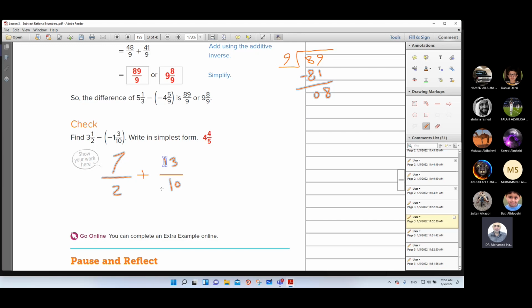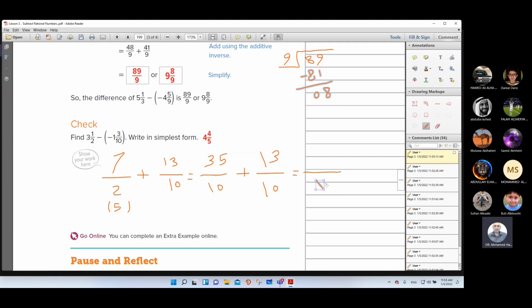We cannot add directly because here we have different denominators. So we can multiply here by 5 to get the same denominator. 5 times 7 will be 35, and 5 times 2 will be 10. Plus 13 over 10. So with the same denominator, 10, 35 plus 13 will be 48.